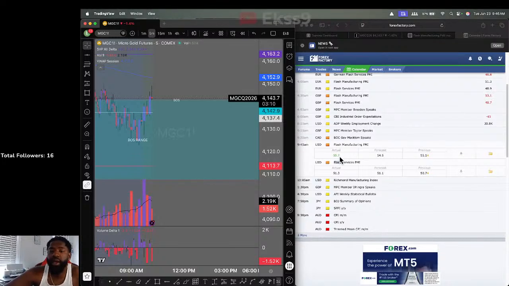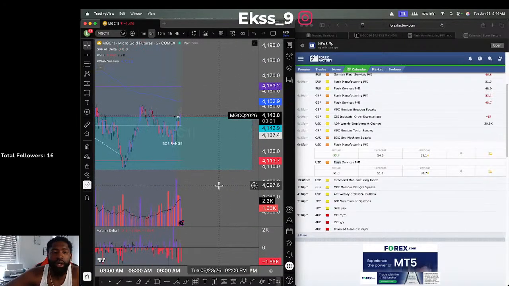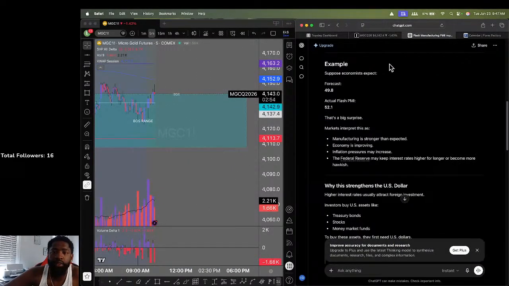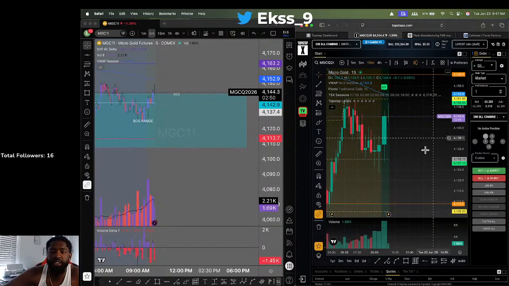Basically, the news that came out is showing that the U.S. dollar will grow, and if the U.S. dollar is growing, then that means the value for gold is supposed to diminish, right? It's supposed to decrease. So, depending on how the volume is coming into the market here will show me what move I should make.